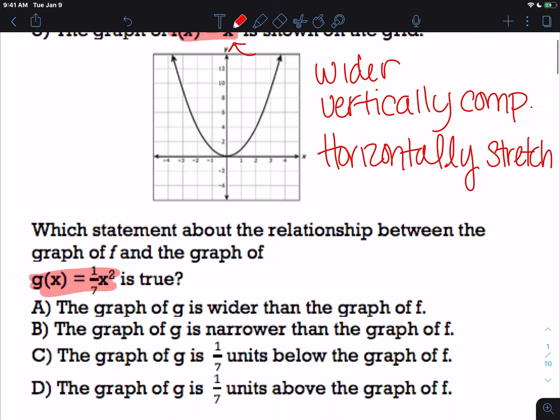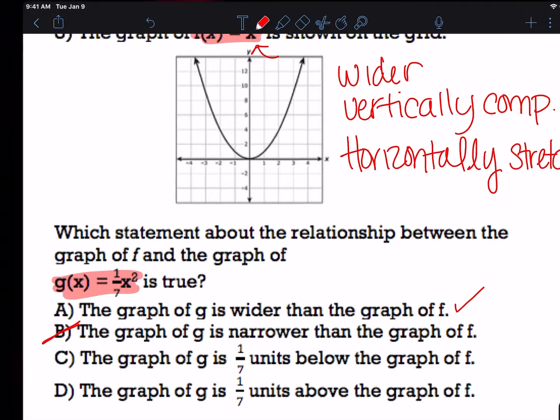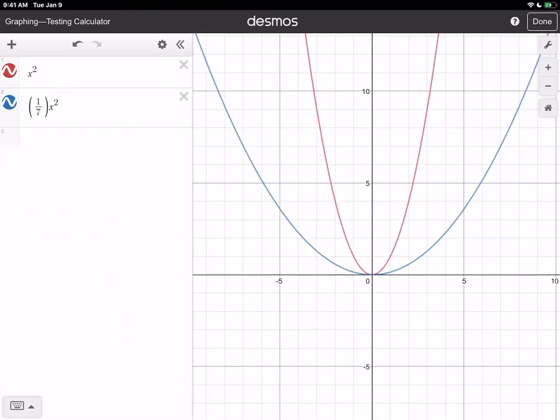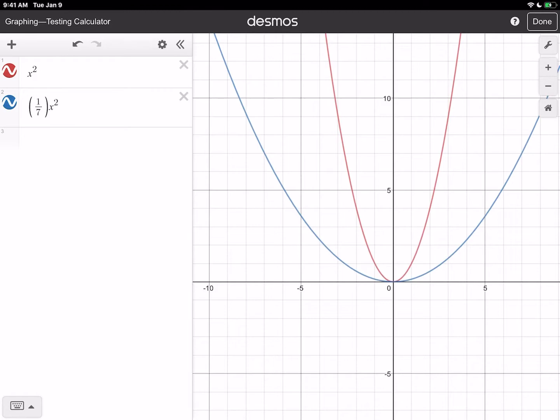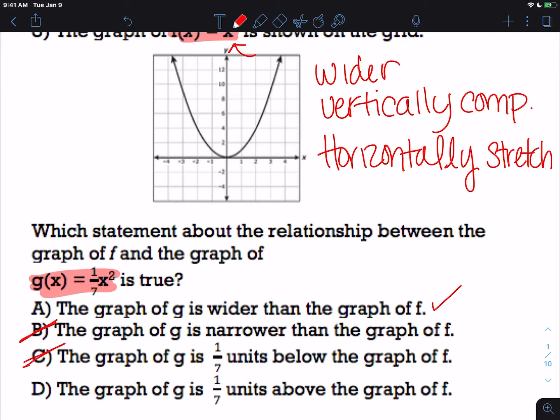So I'm going to look at my answer choices. We're comparing G to F. So the graph of G is wider than the graph of F. Yes. The graph of G is narrower. No. The graph of G is 1 over 7 units below the graph of F. Well, let me go back and look. It doesn't look like it had any displacement of its actual position. So that's a no. The graph of G is 1 over 7 units above the graph of F. No. So my correct answer is A.